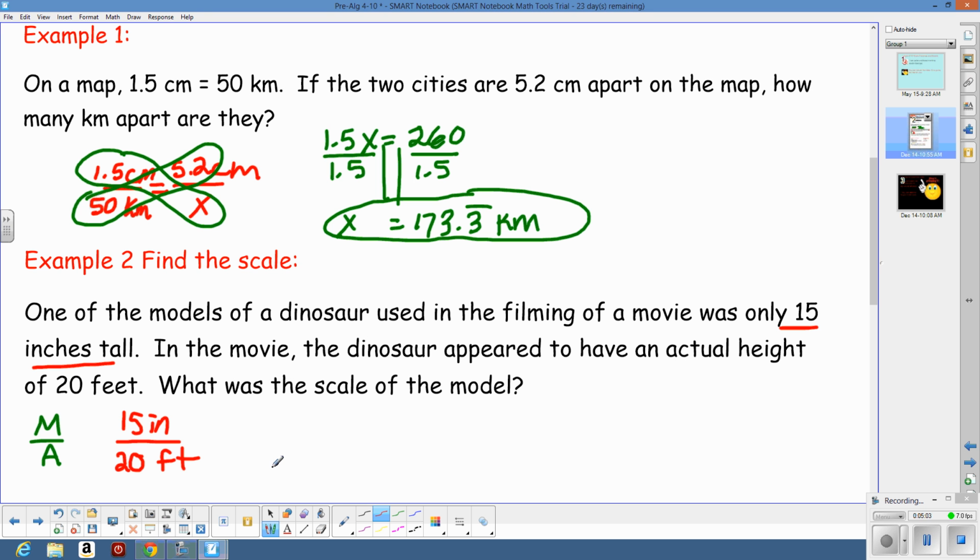Now, if we want to figure out this scale, what we're going to do is figure out what 1 inch is going to equal. So we know that 15 inches equals 20 feet. We're going to figure out what 1 inch equals, how many feet that is equal to. So now we're going to go like this. 15 times x, or 15x, equals 20 times 1, which is 20.